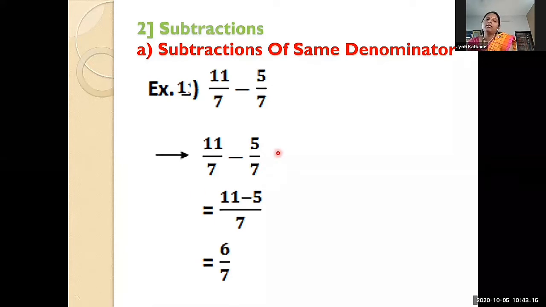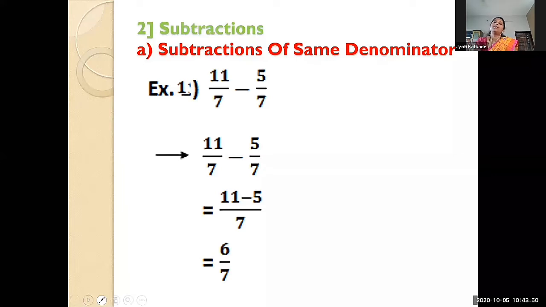See example of same denominator. 11 upon 7 minus 5 upon 7. As in addition, when the denominator is the same, then subtract the numerator values. Then 11 minus 5 divided by 7. Then we get 11 minus 5, we get 6. And the answer is 6 upon 7. All of you understand it?